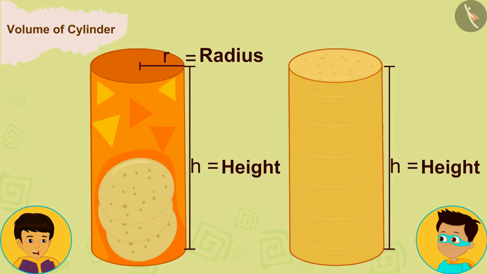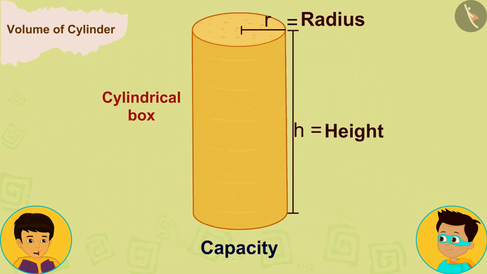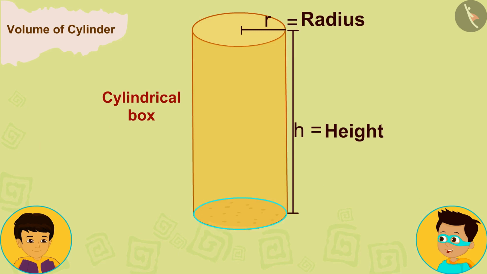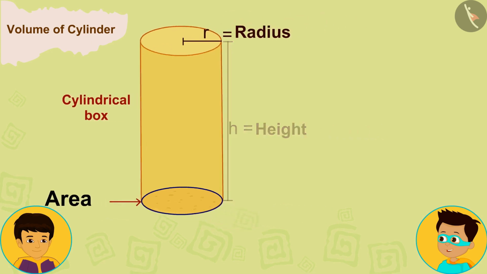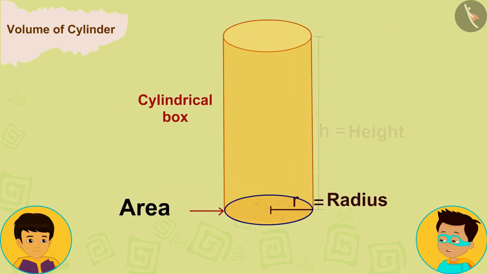That's right. And Thomas, you already know that the space that these papads will occupy in this cylindrical box is equal to the capacity of this box. Now, tell me how much space does a papad take in this box? The amount of space that one papad occupies in this box will be equal to its area. We can assume that the height of the papad is negligible, and so we can ignore it. A papad is a circle whose radius is r.